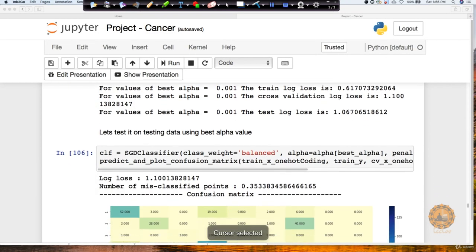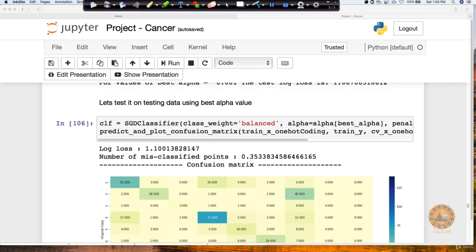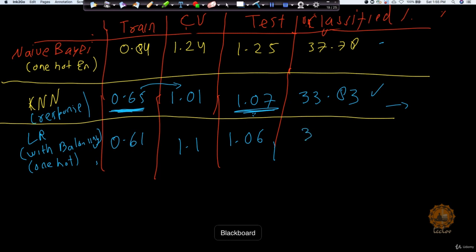Let's look at the misclassified points here. If I come back and look at this, we got 35.33 as the misclassified points. By now you can see that though my log loss is lower here, if you compare, definitely log loss is less, but misclassified points are a little more in this case. Misclassified are coming higher. Here we have 33.83, here we have 35.33.